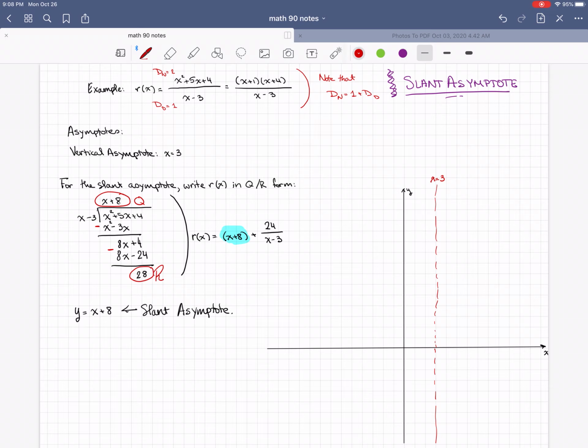So this is a line. We need 2 points to graph it, or you could use slope-intercept if you're comfortable with that. The slant asymptote will cross the y-axis at 8. So let's map that out: 1, 2, 3, 4, 5, 6, 7, 8. And then it'll cross the x-axis down at negative 8: 1, 2, 3, 4, 5, 6, 7, 8. So there is my slant asymptote.